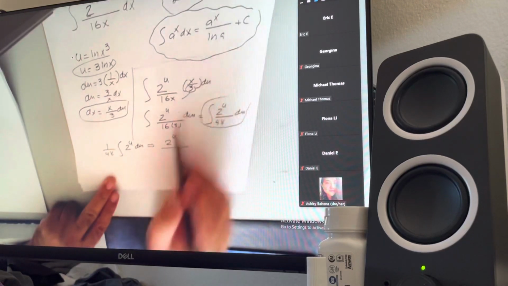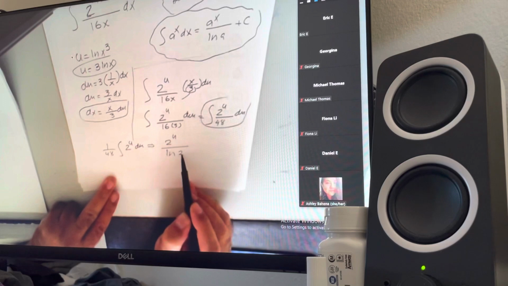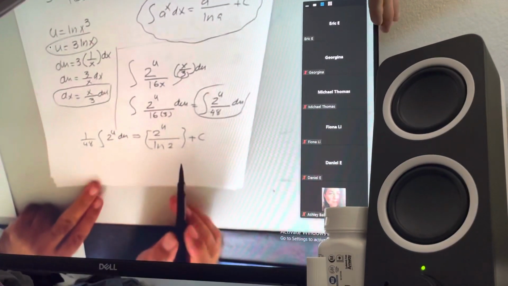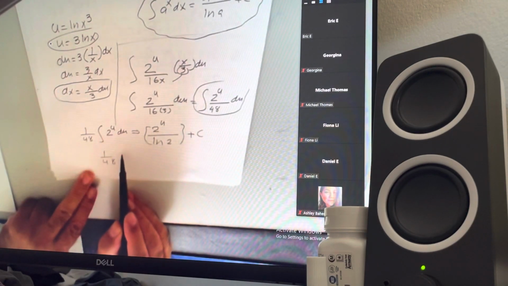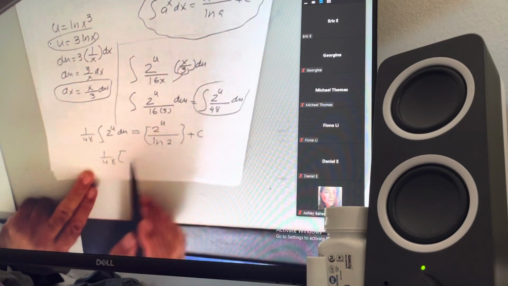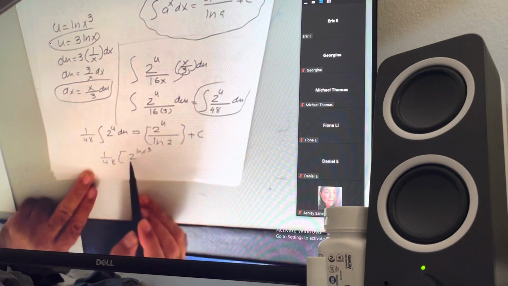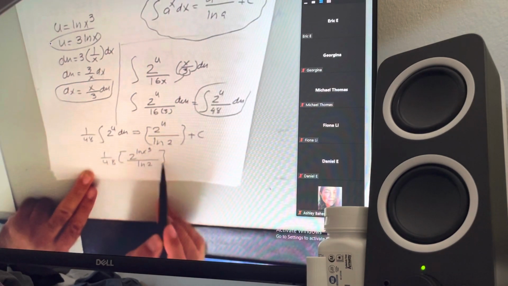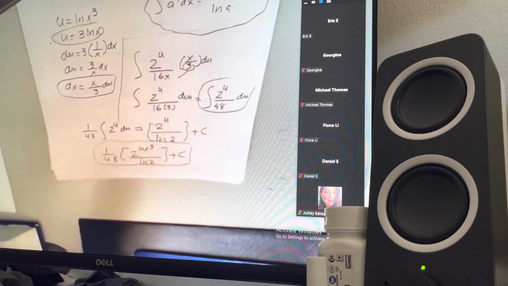divided by the natural log of a, which is 2, and plus a constant. And now we can plug it back in. So 1 over 48, in this case, I can write 2. Whatever u is, that was the natural log of x cubed divided by the natural log of 2 and plus a constant. You can't simplify that, just leave it like that.